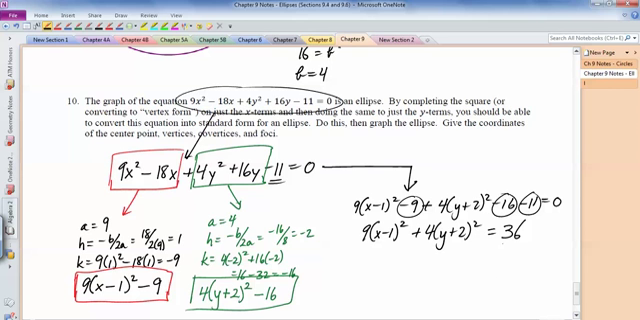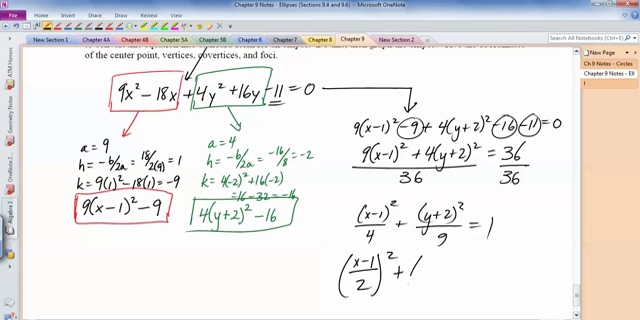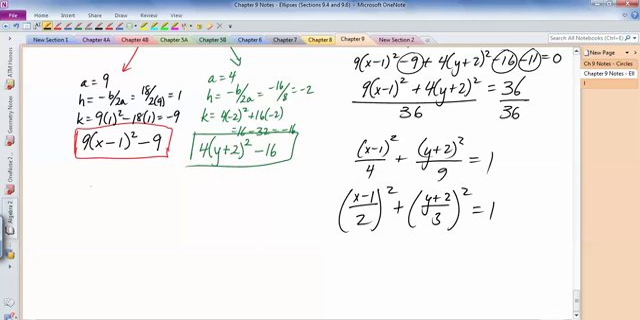And then we want this to be 1 on this side. So we're going to divide everything by 36. So we get (x minus 1) squared over 4 there. And then (y plus 2) squared over 9 equals 1. And then we can kind of gobble them up into the parentheses. So (x minus 1 over 2) all squared plus (y plus 2 over 3) all squared equals 1. And then from here we can graph it pretty easily.